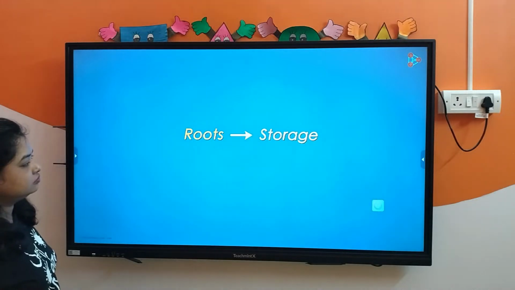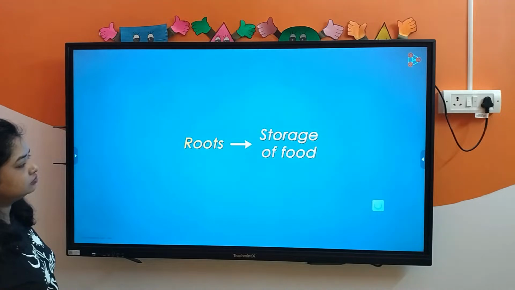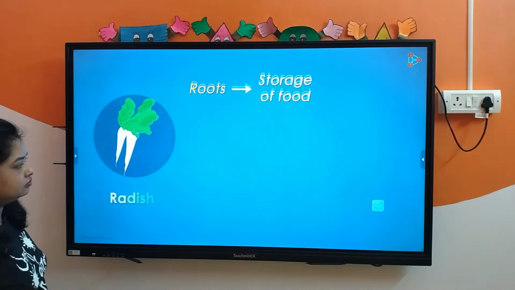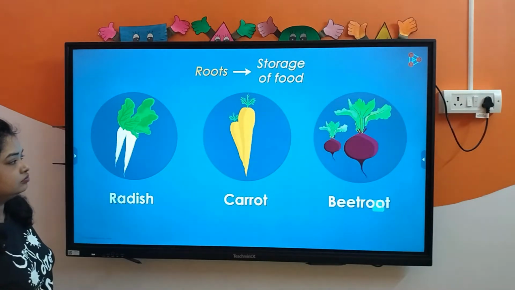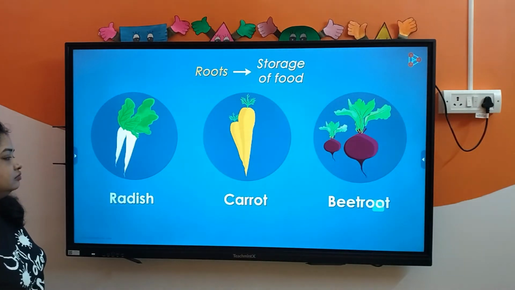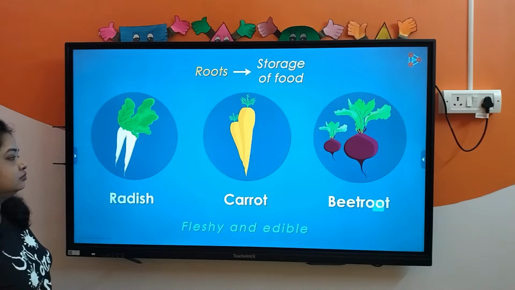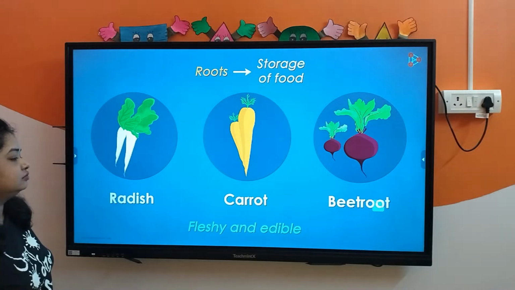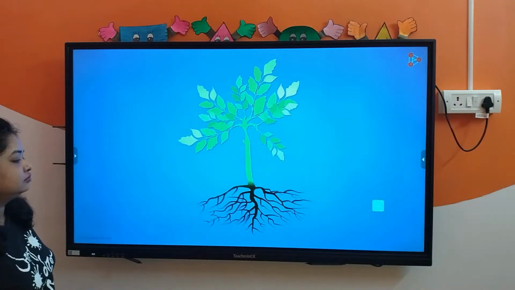Yes, they do. In some cases, roots store the food prepared by the plant's leaves. Examples of this type include radish, carrot, beetroot, and many more. That is the reason why these roots appear fleshy and are edible too. So this was generally about the roots in plants.